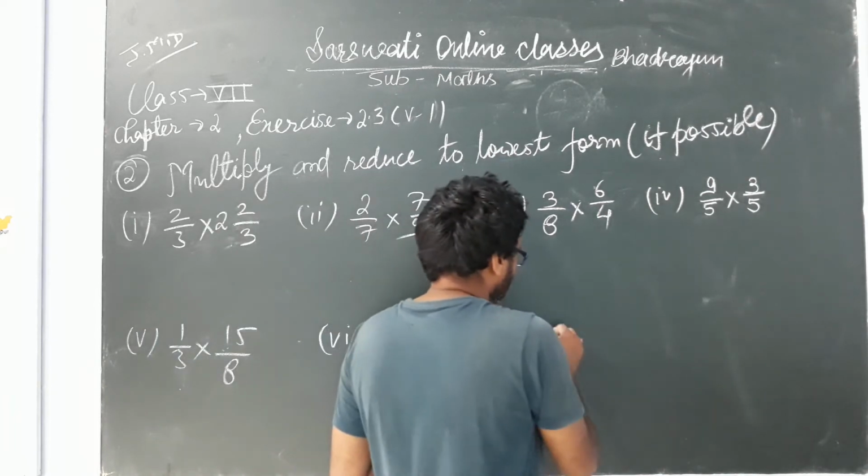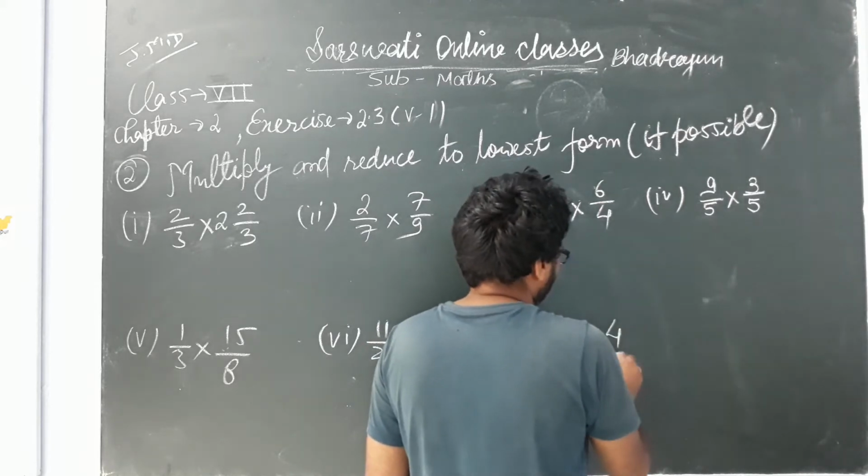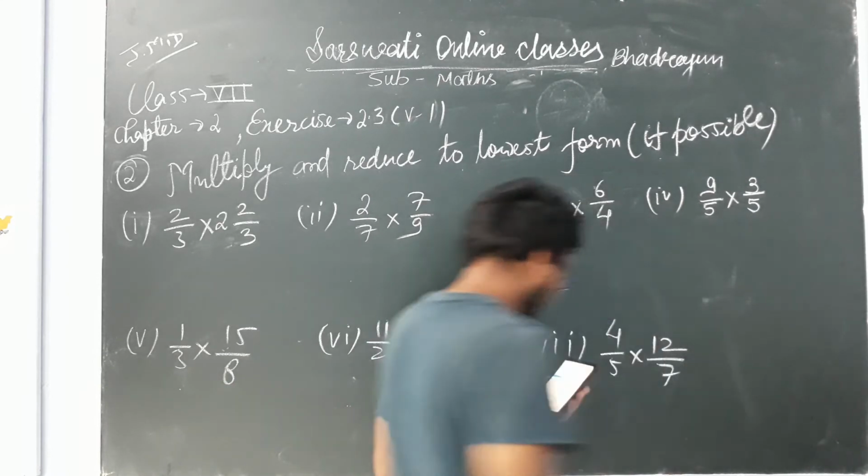Seventh one is 4 upon 5 multiplied with 12 upon 7. Okay.